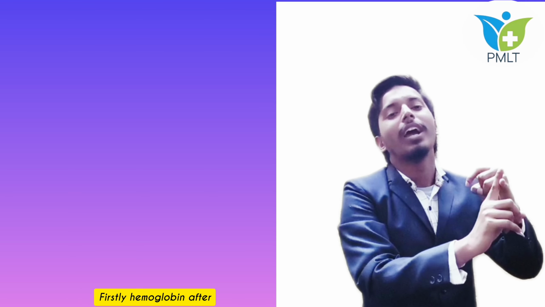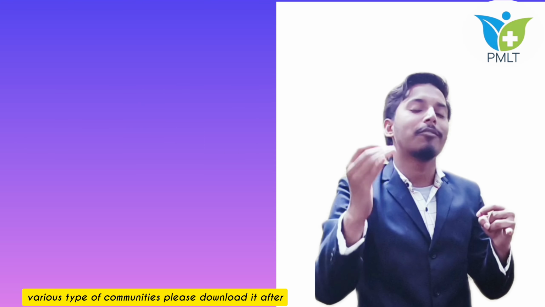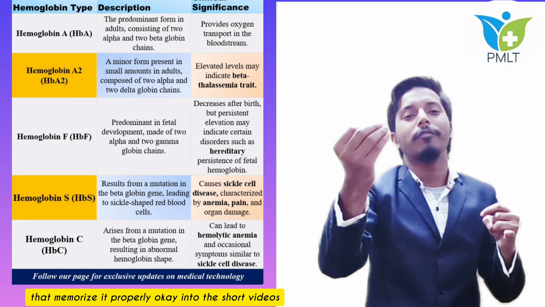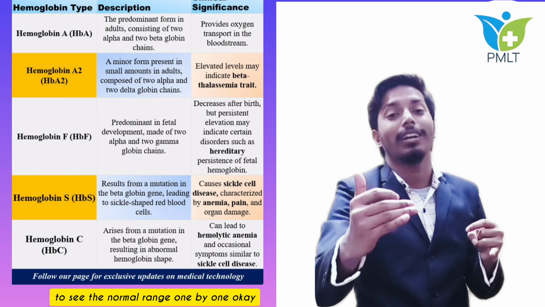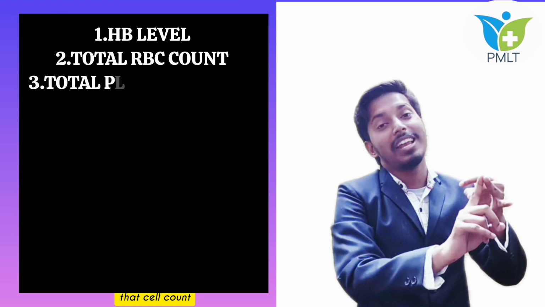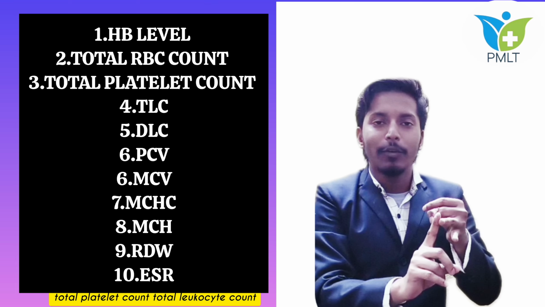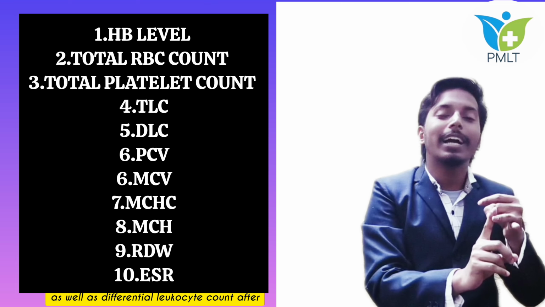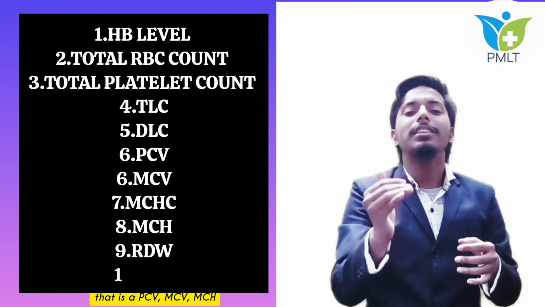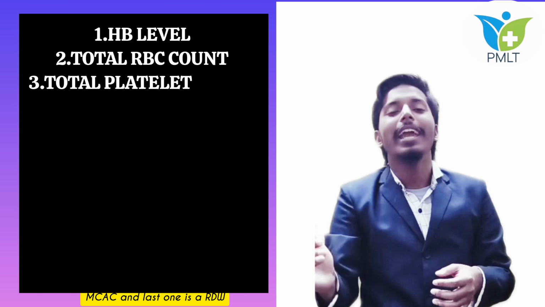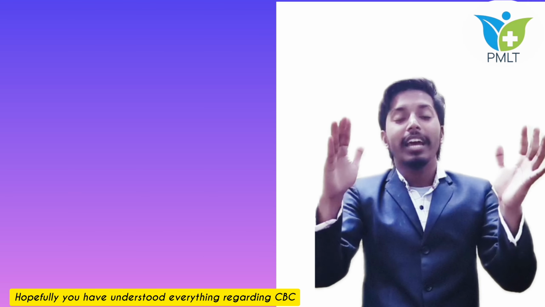Firstly, hemoglobin. After that, please see the normal range on our community pages. Please download it and memorize it properly. In short videos or a short class, it's not possible to say the normal ranges one by one. So first hemoglobin. After that, cell count: total RBC count, total platelet count, total leukocyte count, as well as differential leukocyte count. After that, ESR. After that, red cell indices, that is PCV, MCV, MCH, MCHC, and the last one is RDW. Hopefully you have understood everything regarding CBC.